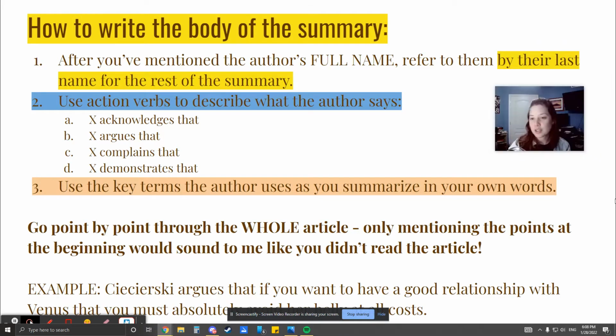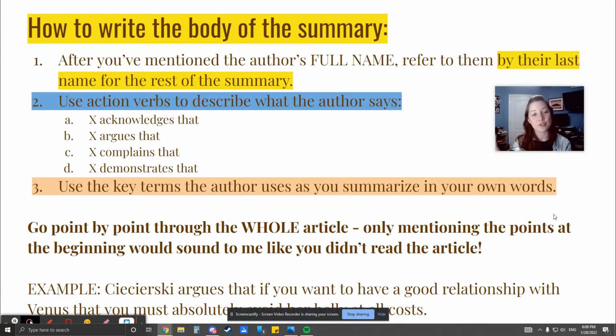Just some tricks and tips. After you've mentioned the author's full name, so after the contextual introduction, you should be referring to them by their last name for the rest of the summary. Don't use their first name because you're not on a first name basis. So you wouldn't be like, Christine mentions, like, do you know Christine? Like, vibing out with Christine Baccio.